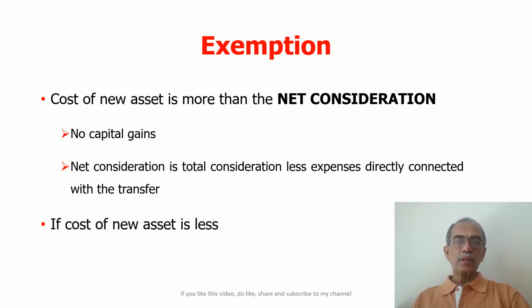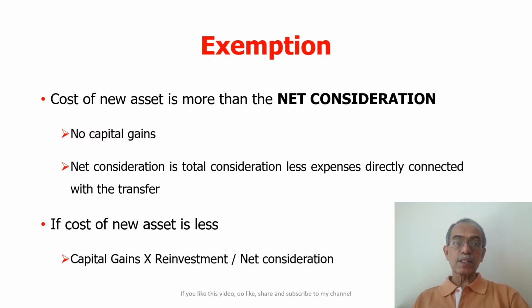But if the cost of the new asset is less than the net consideration, then the section prescribes a formula. It says capital gains multiplied by the amount of reinvestment divided by net consideration. That means a proportional amount is available as exemption under this section. In other words, the entire amount of net consideration has to be invested to claim this benefit.